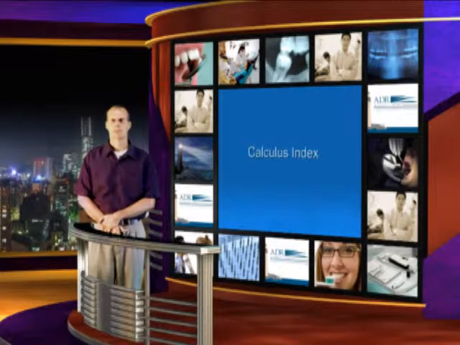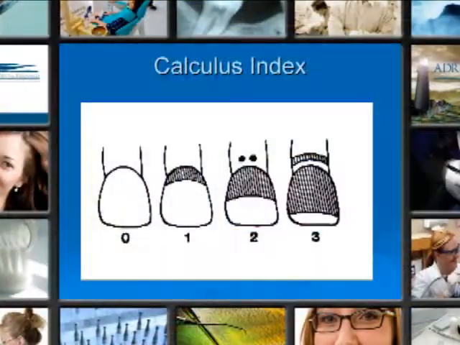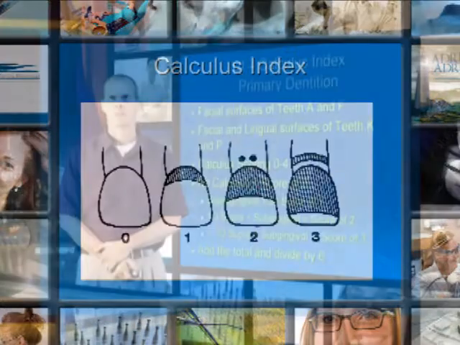Calculus index, very similar to the debris index. Here's our calculus index, a score of 0 when no calculus is indicated or viewed by the staff member. The gingival 1/3 would receive a score of 1. The coronal 2/3 and some subgingival calculus would be viewed as a 2. 2/3 or greater surface of coronal surface covered with calculus, and more subgingival would then be classified as a 3.